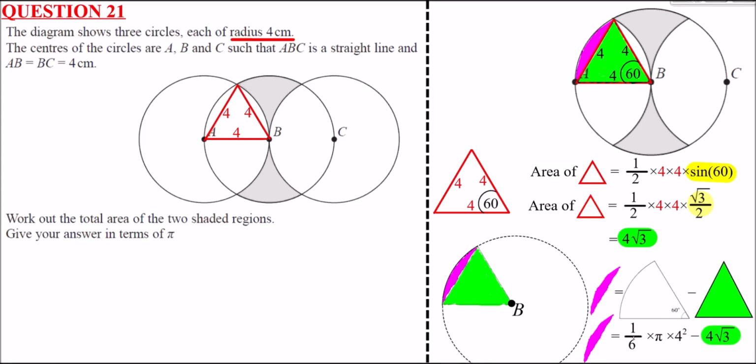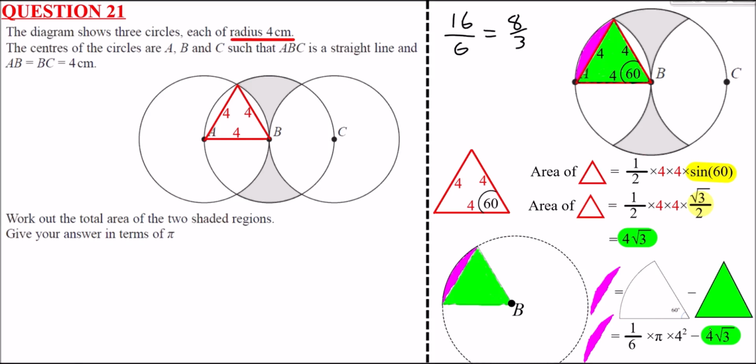So it's 1/6 of pi times radius squared. The radius, of course, is 4, so 1/6 pi r squared is 1/6 times pi times 4 squared, minus the area of a triangle, minus 4 root 3. This can now be neatened up as well. 4 squared is 16, and 1/6 of 16 is 16 divided by 6, which is 8/3. So this here is 8/3 pi minus 4 root 3.